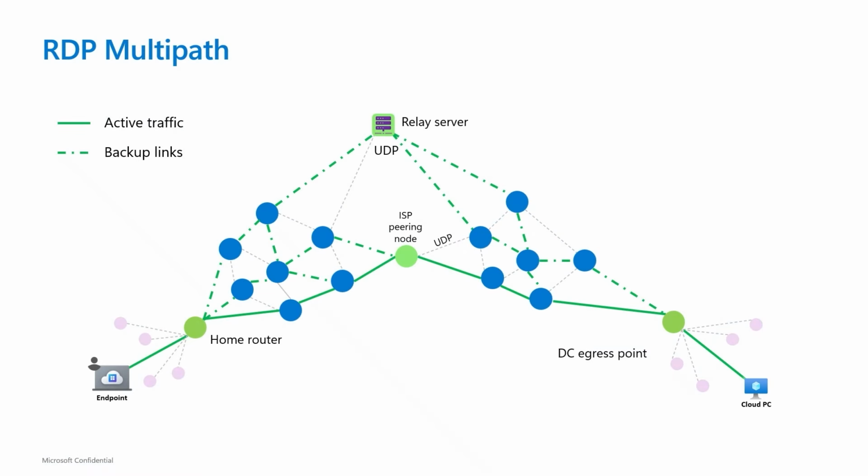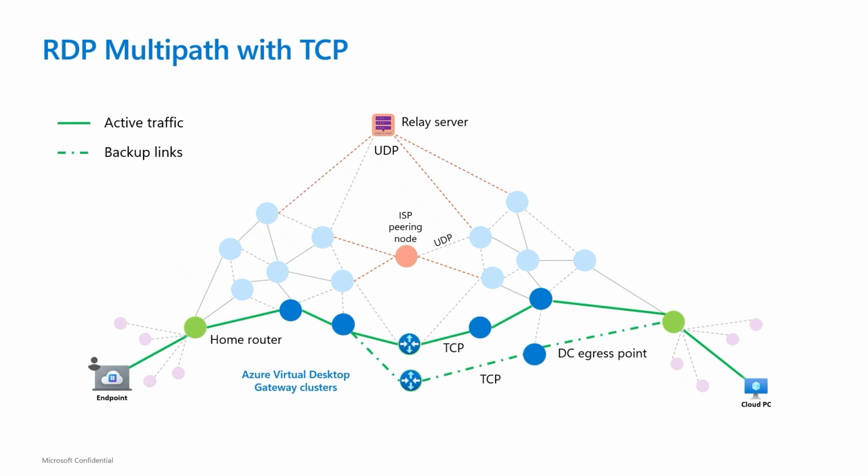Traditionally, RDP used a single network path. If that path slowed down or failed, your session suffered. Multipath changes that by using multiple paths at the same time. Think of it like having several routes to your destination. If one is blocked, Multipath instantly switches to another, so you keep moving. With Multipath, failover is seamless. That means fewer disruptions, faster recovery, and a better experience, even on challenging networks.